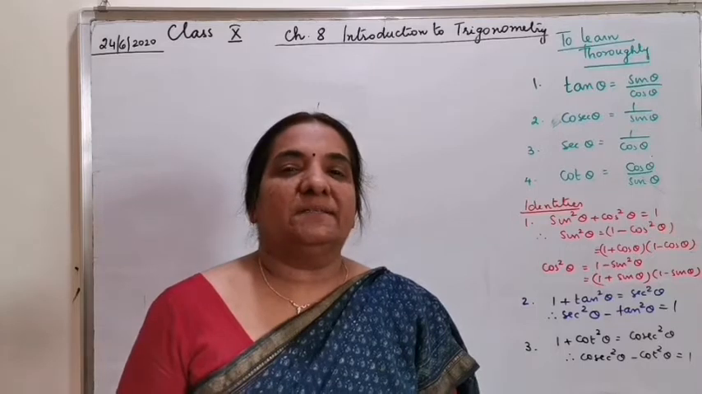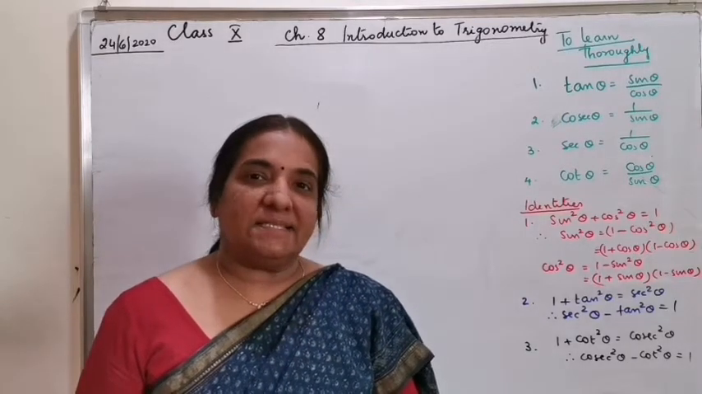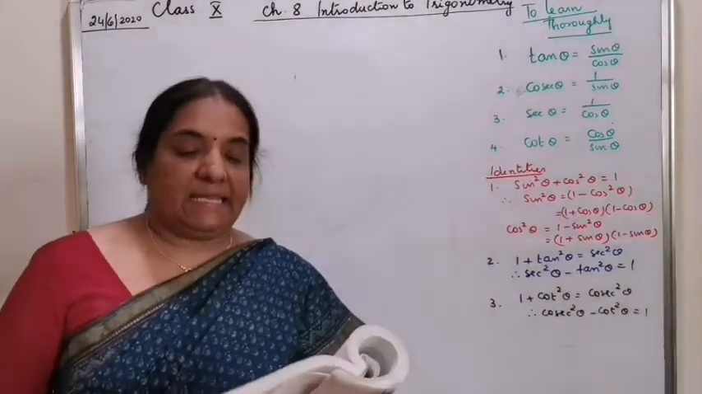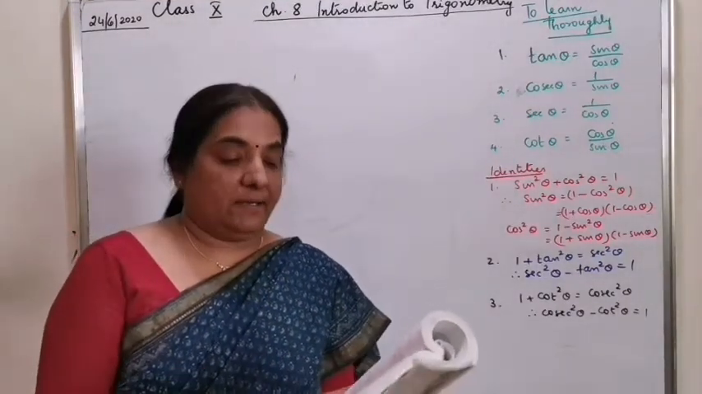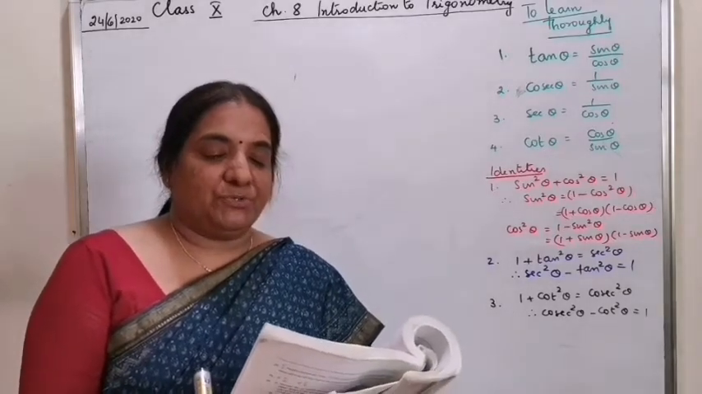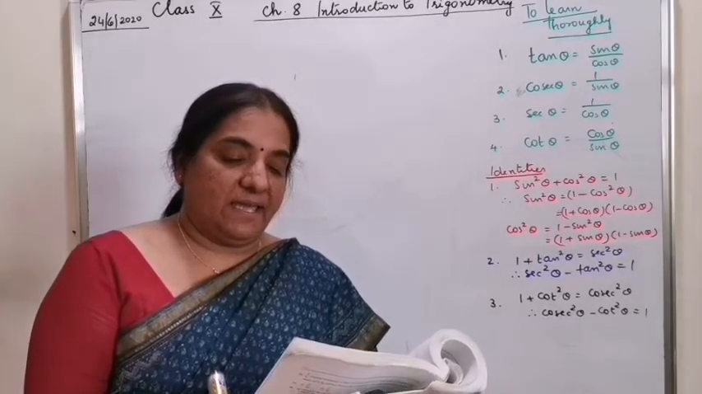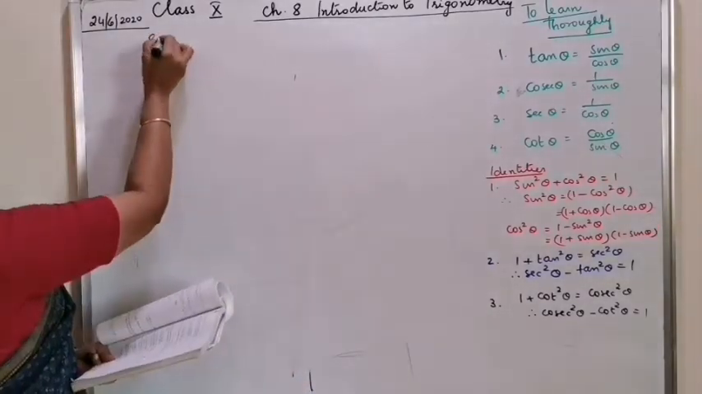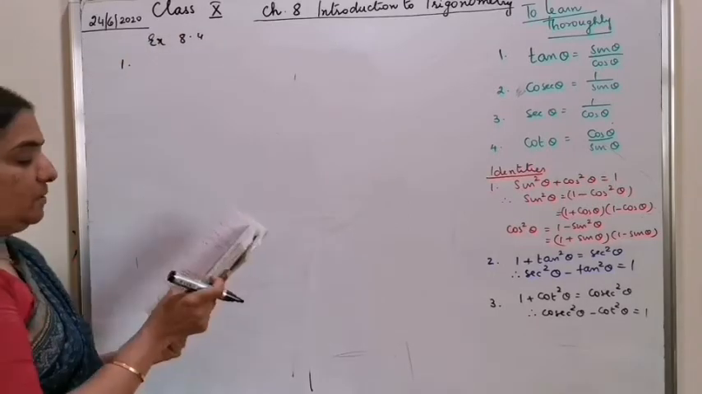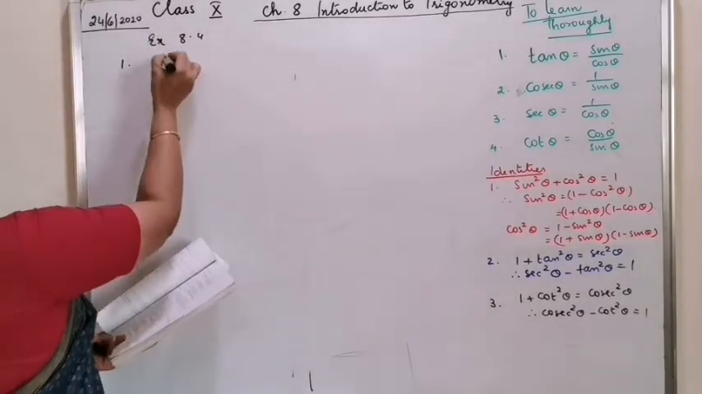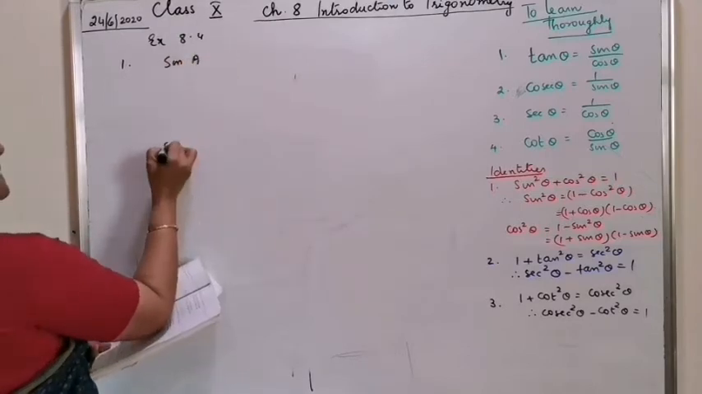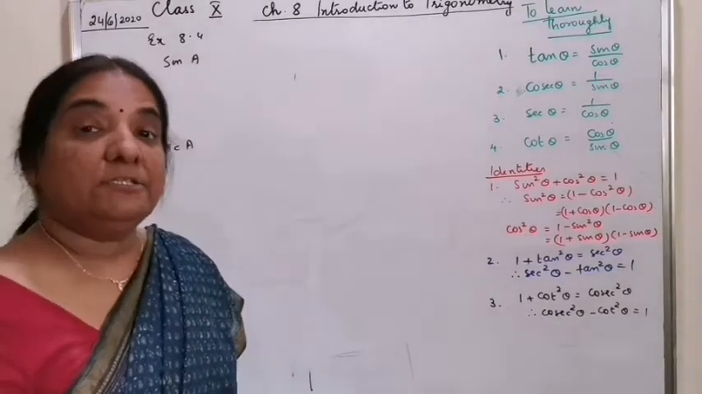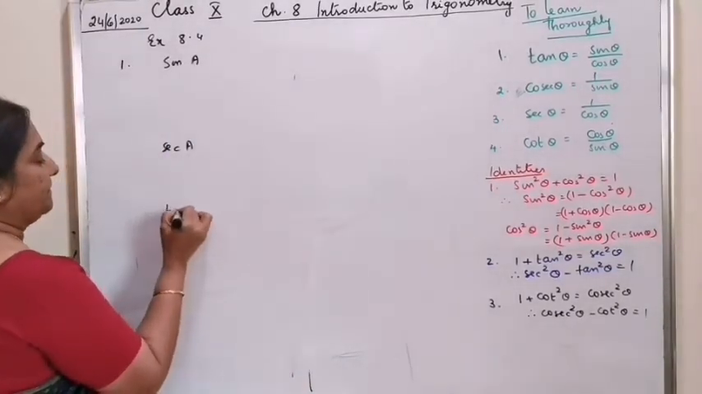Let's proceed with the next exercise, exercise 8.4. Exercise 8.4, question number 1. Express the trigonometric ratios of sin A, sec A and tan A in terms of cot A.